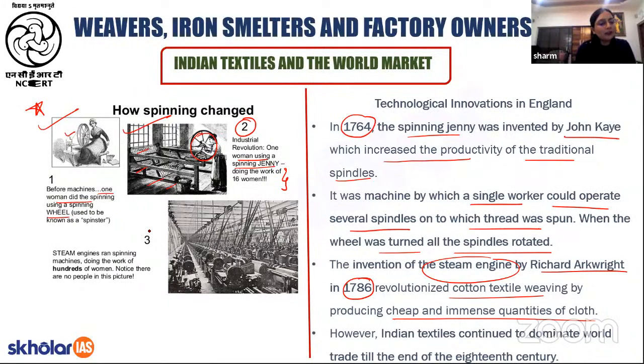Next, students, was the invention of the steam engine. Now, how does the invention of the steam engine impact the textile industry? So basically, students, the steam engines ran the spinning machines, doing the work of hundreds of women.